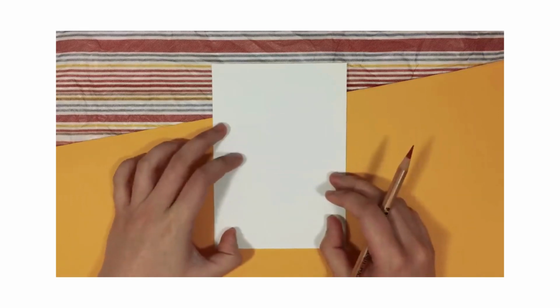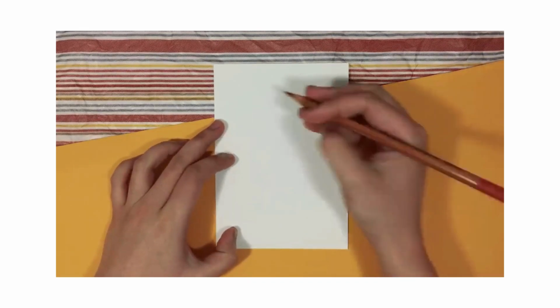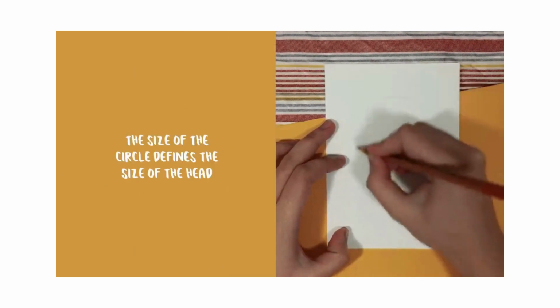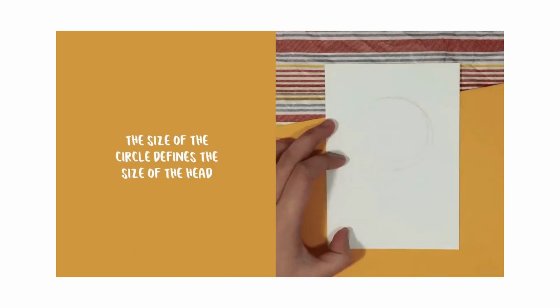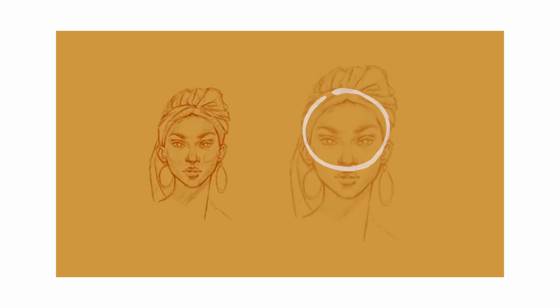Let's start with drawing the head, and I like to use two main shapes, the first one being the circle. And the size of the circle that we're going to draw pretty much defines the size of the head. So the smaller the circle, the smaller the head. And the bigger the circle, the bigger the head.